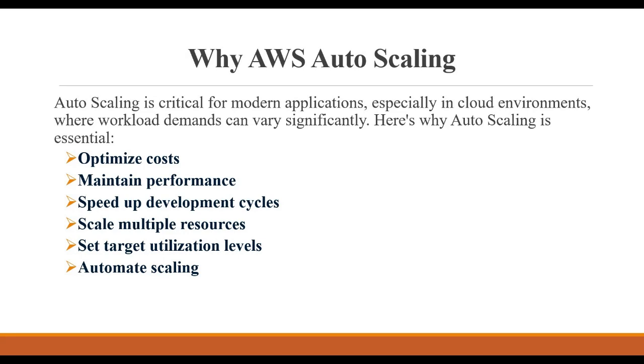The multiple resources. Auto scaling can scale multiple resources across multiple services. It includes EC2 instances, ECS tasks, and Amazon DynamoDB tables. Set target utilization levels. You can define target utilization levels for each group of resources. The next is automating scaling. You can automate how groups of resources respond to changes in demand. AWS auto scaling uses the AWS management console, command line interface, or SDK. So this is all about why we need auto scaling.